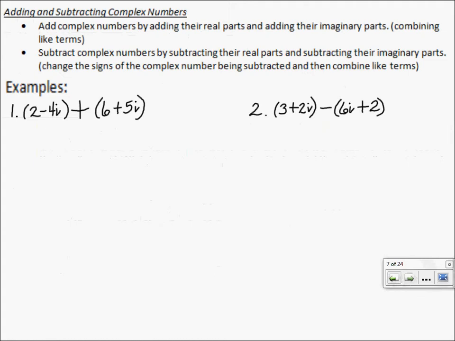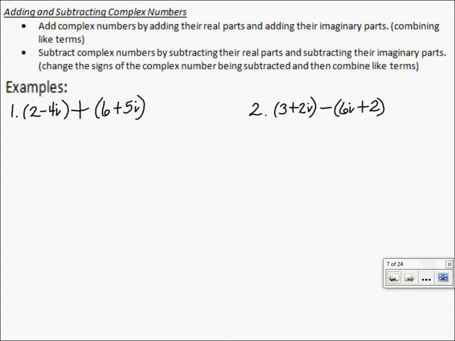Okay, so for adding complex numbers, add the real parts and add the imaginary parts, combining like terms. For subtracting complex numbers, subtract real numbers and subtract their imaginary parts. Change the signs of complex numbers being subtracted, then combine like terms. So let's get started by looking at these two examples.